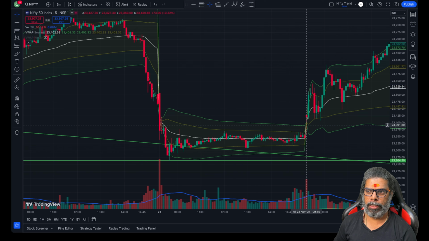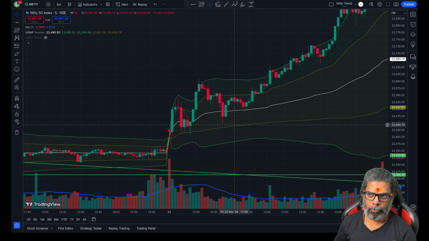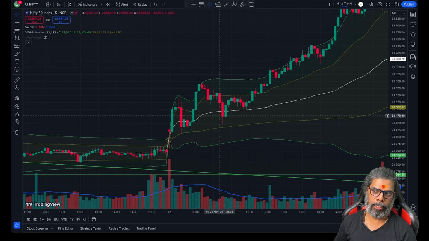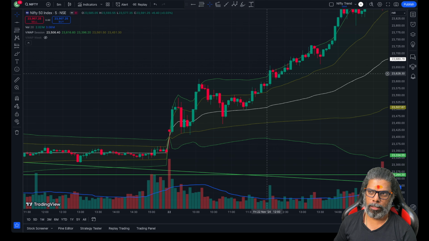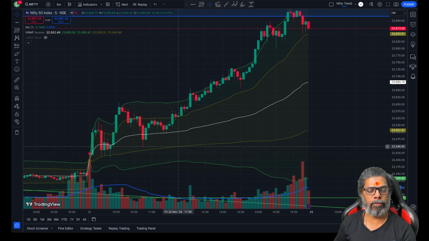So here, if you see, it has broken this one. It has gone high and made a higher high, and it came down. So you can enter here. Now you see, it is touching this resistance zone, but it has broken this higher high, and you can trail your stop loss and go with the trend. So this is another way to use the VWAP.